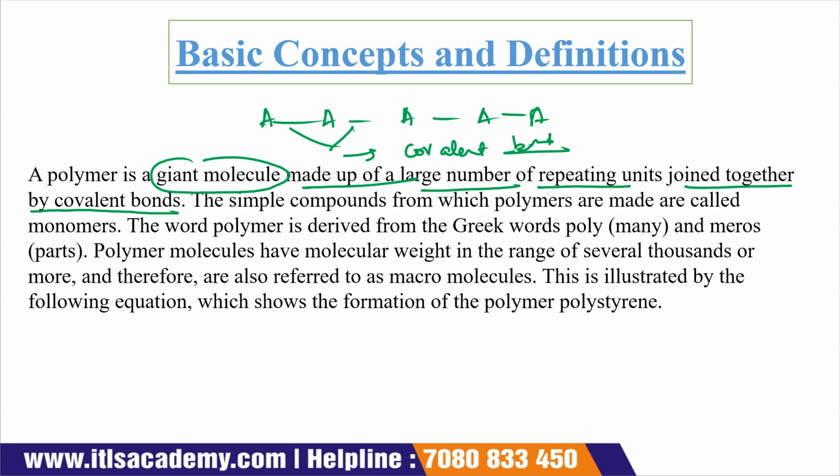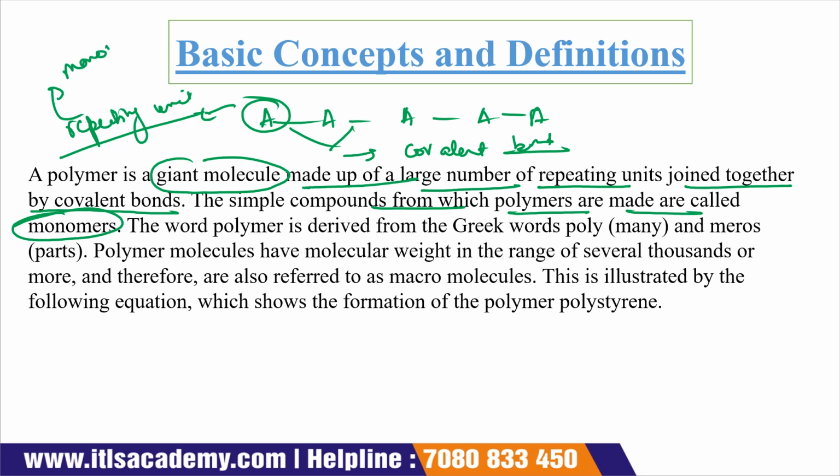The simple compounds from which polymers are made are called monomers. So this is your repeating unit. Now this repeating unit is called a monomer, meaning the monomer is the smallest unit of the polymer. These monomers are joined by covalent bonds.